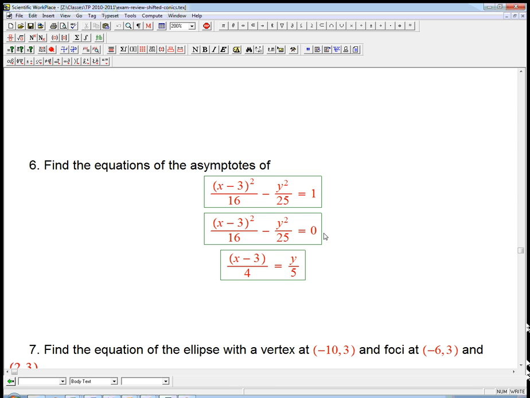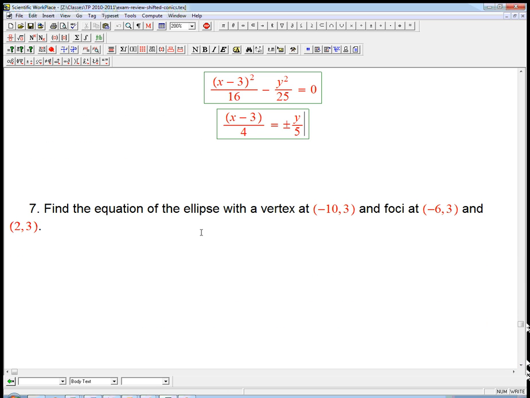And what happens when you take the square root? You get a plus or minus. There you go. You're done. You could solve that for y in terms of x, but it's actually not really that important to do that. I'd accept that, and you're done. Super easy.